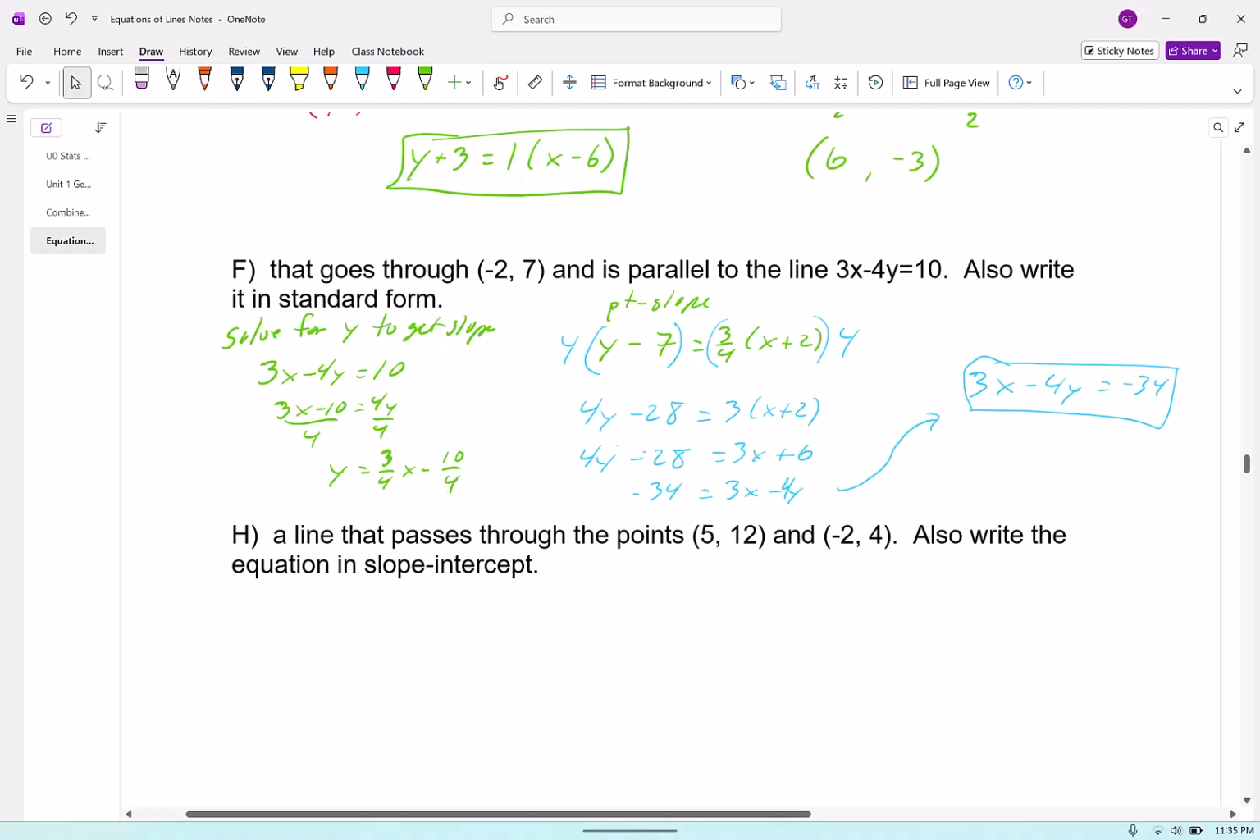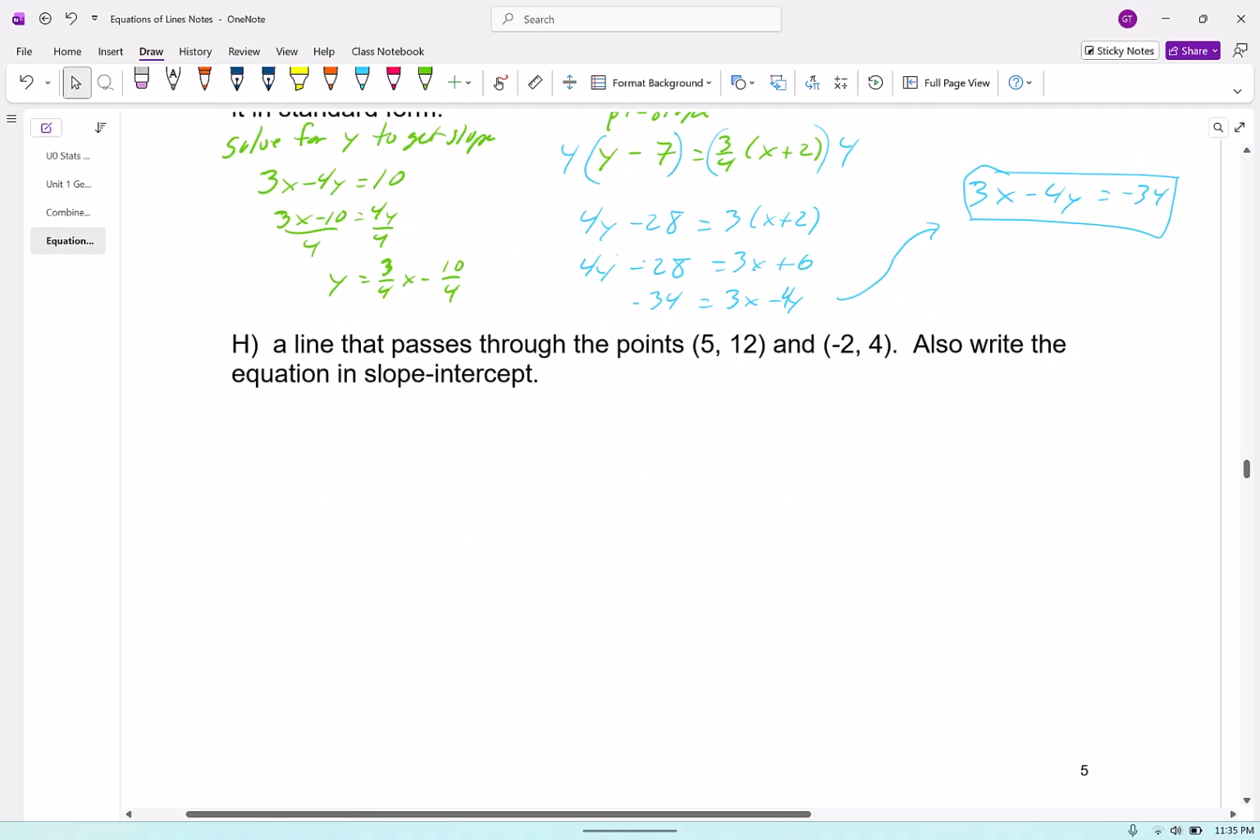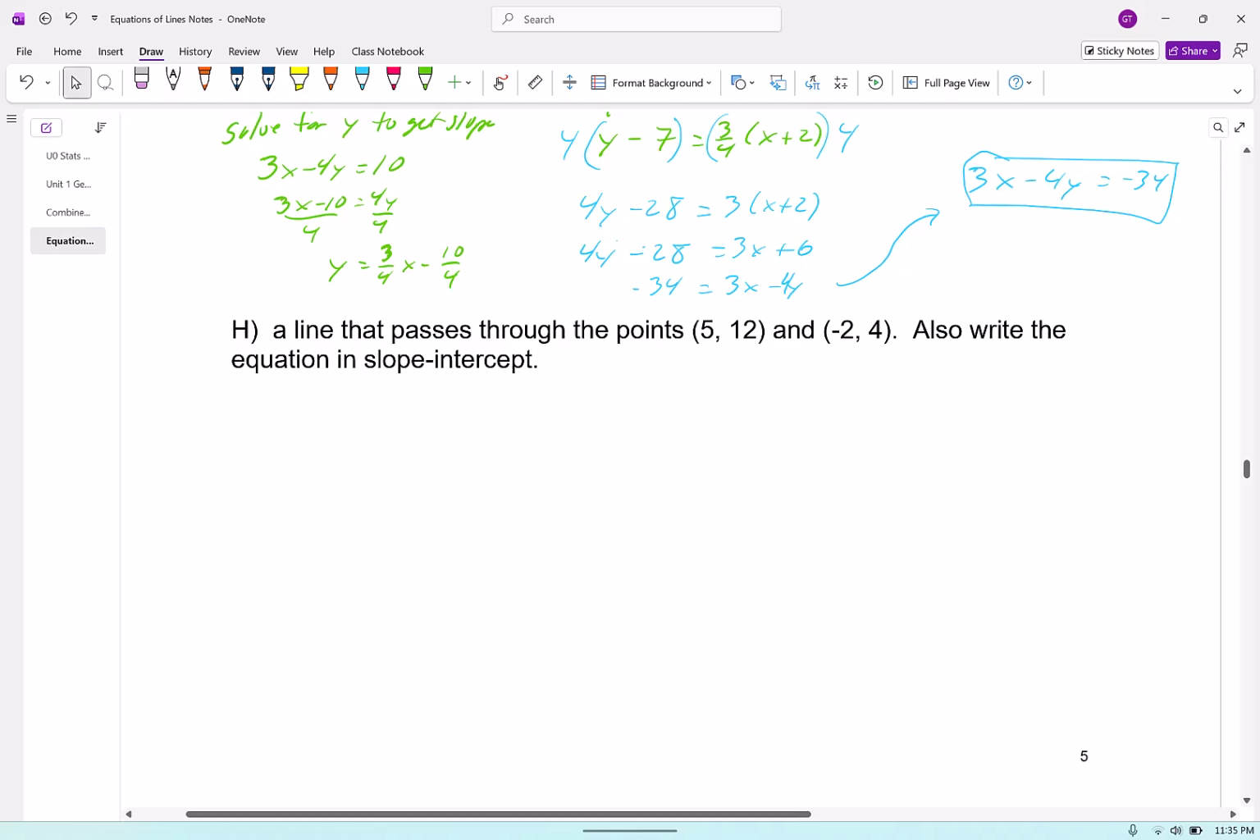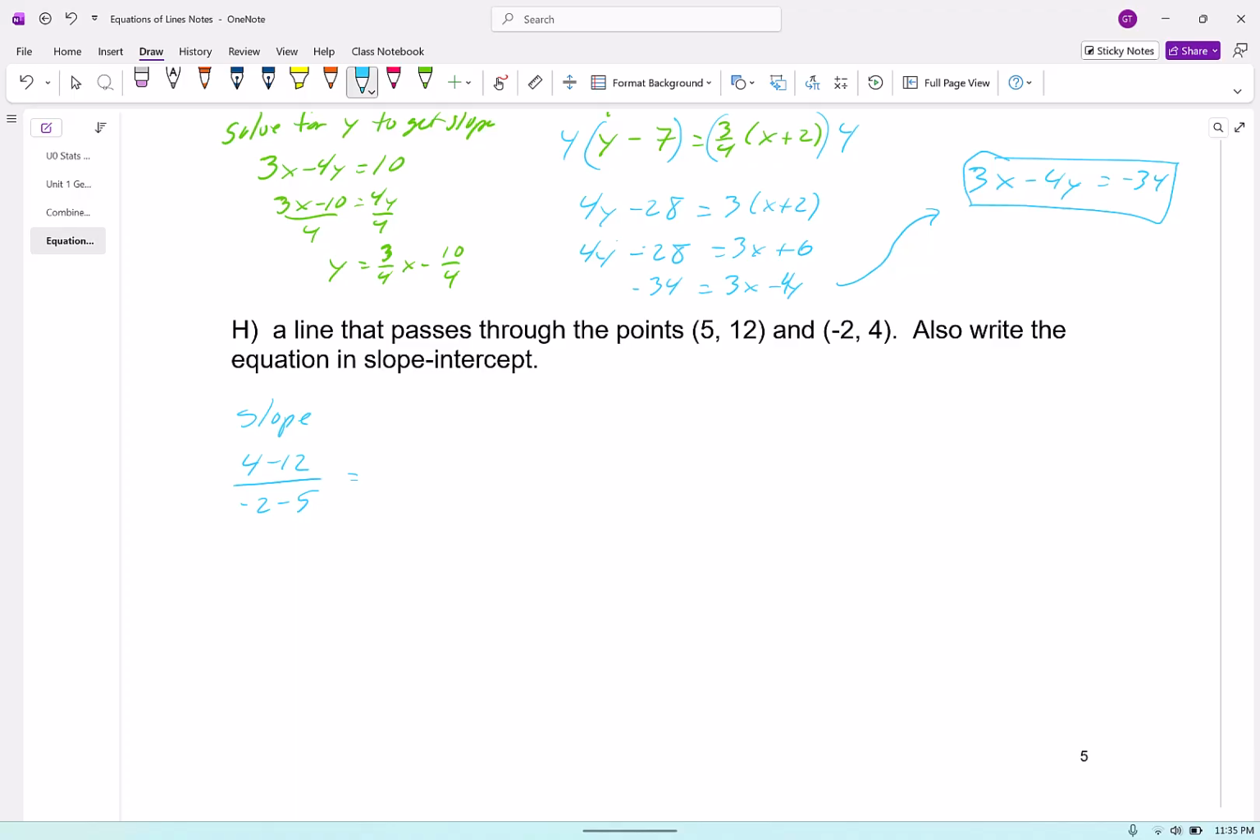All right, good job. Last one. A line that passes through points (5, 12) and (-2, 4); write the equation in slope intercept form. All right, so I have two points, so I'm going to find the slope. It's going to be 4 minus 12 over -2 minus 5. So I get -8 over -7, which is 8/7.